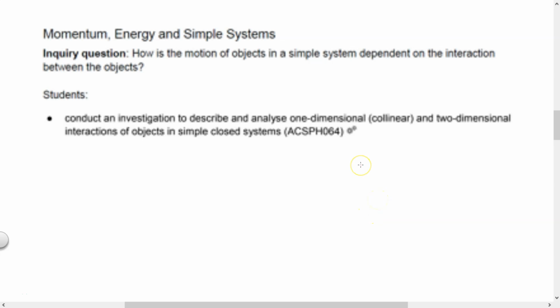So far we've looked at momentum problems in one dimension. Today we're going to look at problems involving collisions in two dimensions.